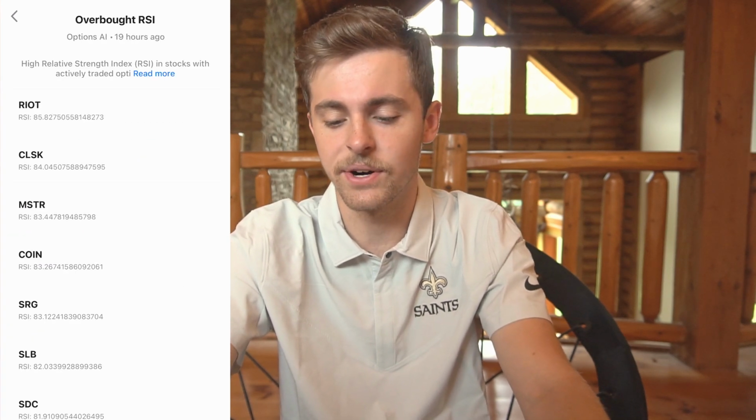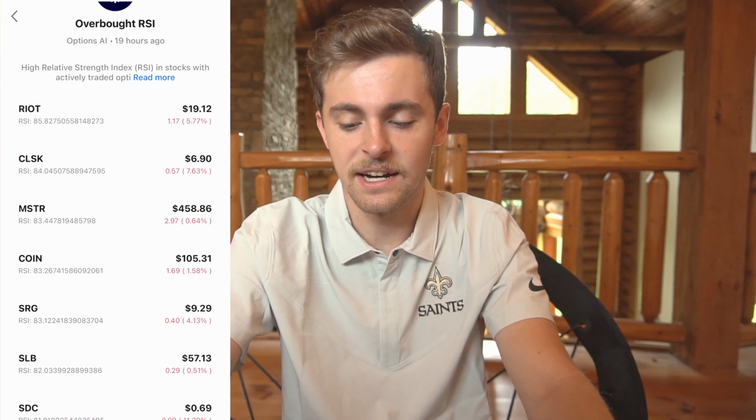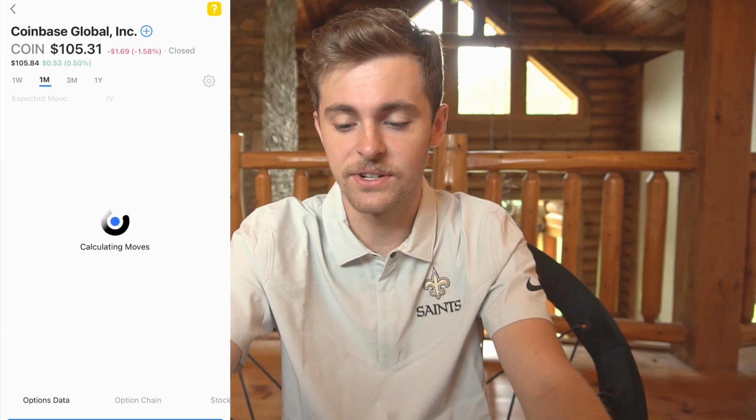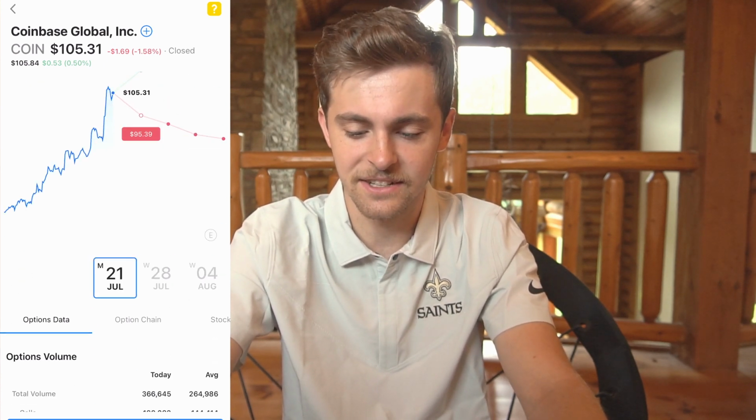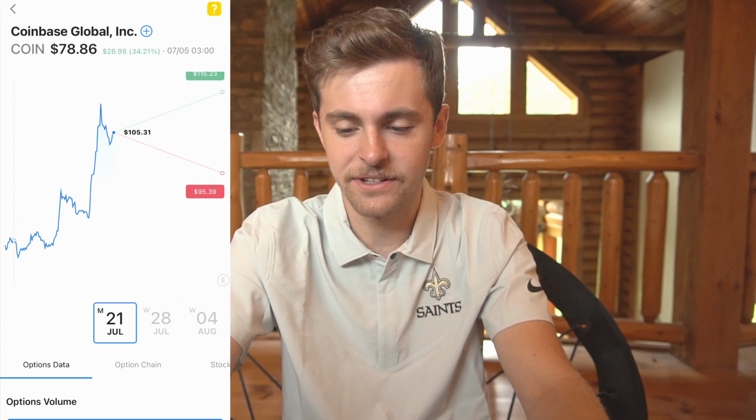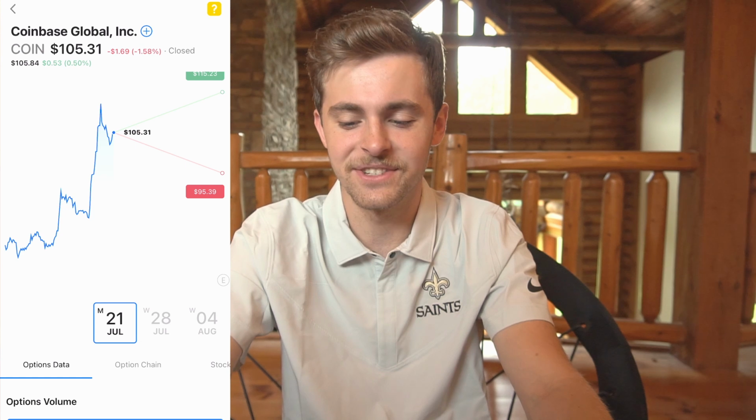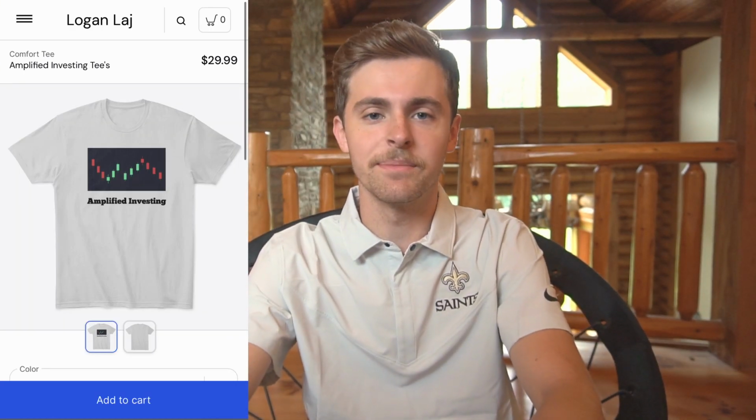And here's some overbought RSI. Looks like Coin, Riot. I know crypto's been bouncing back a little bit from where it was. You could even come look at Coinbase, which was down at like $60 not long ago. You could literally go back to earlier this month, it was 75, and now it's at 105.